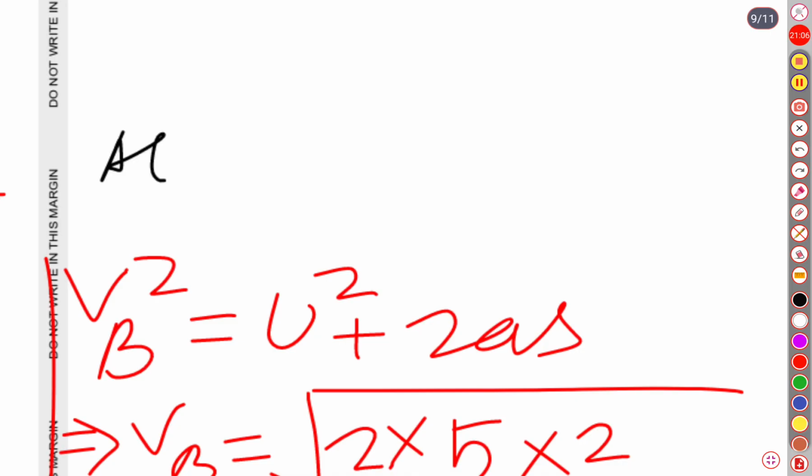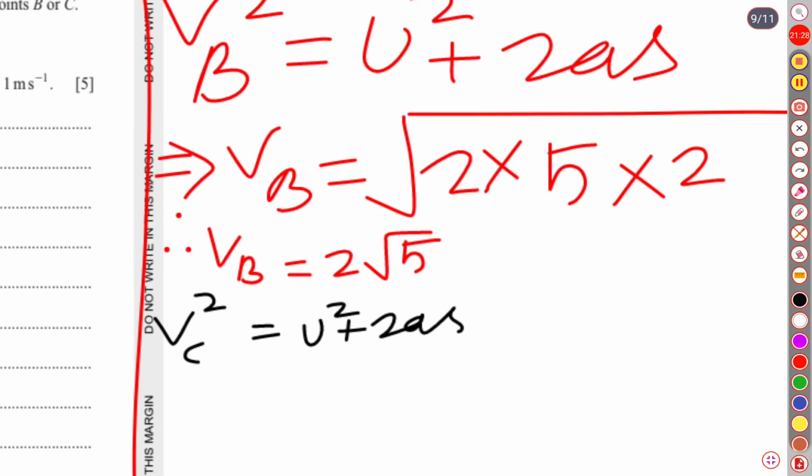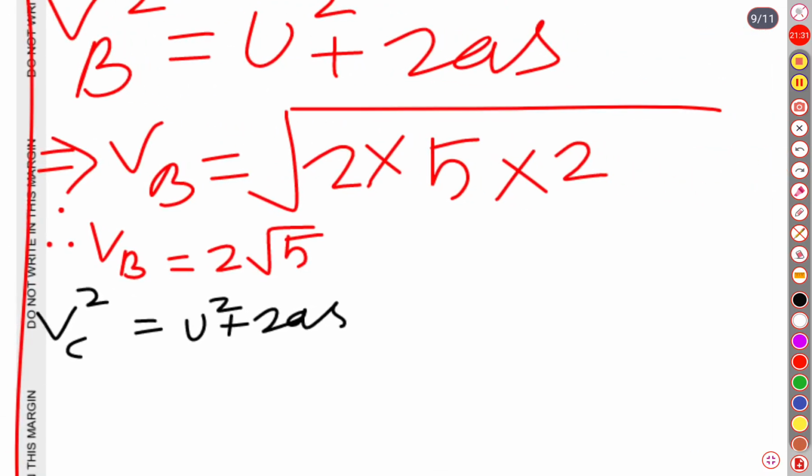Changing my ink, it shows better. So that was at B. Now at the point C. For that, I will have to erase this. We'll find the velocity at C.